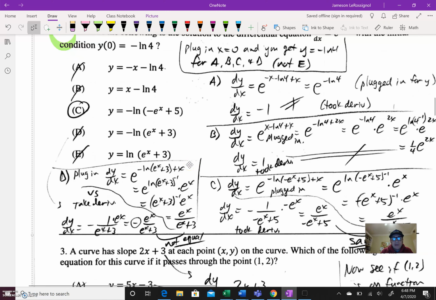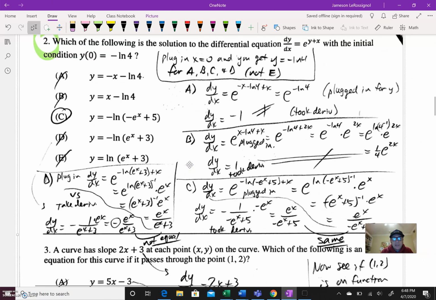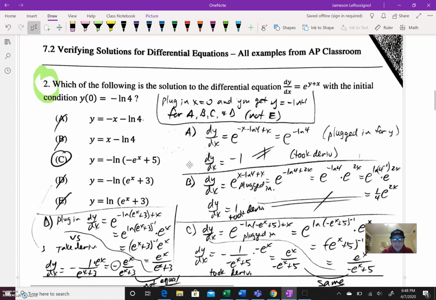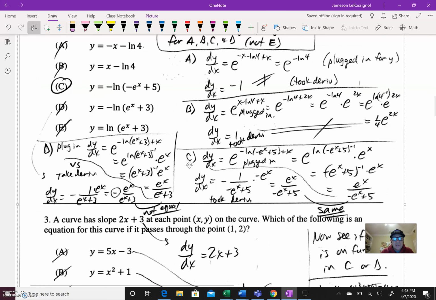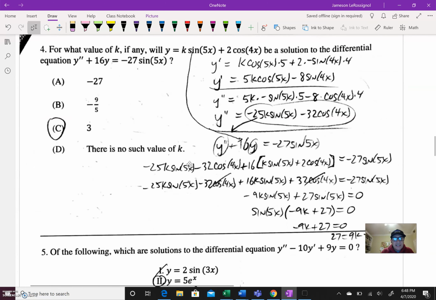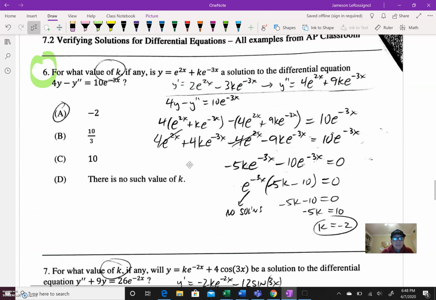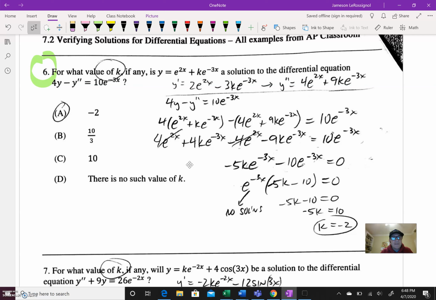So I'm going to take a look over here at number 2, 6, 8, and 9. And 2 is a tricky one. So in fact, I'm going to do 2 last. Let's go to number 6 first. Okay, it says, for what value of k, if any, is y equals e to the 2x plus k e to the negative 3x a solution to the differential equation for y double prime minus y, and so on.